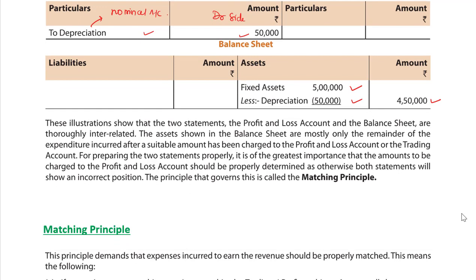I believe you understood. These illustrations show that the two statements, profit and loss account and balance sheet, are thoroughly interrelated. The assets shown in the balance sheet are mostly only the remainder of the expenditure incurred after a suitable amount has been charged to the profit and loss account or the trading account. For preparing the two statements properly, it is of the greatest importance that the amounts to be charged to the profit and loss account be properly determined, as otherwise both statements will show an incorrect position. The principle that governs this is called the matching principle. I believe you understood.